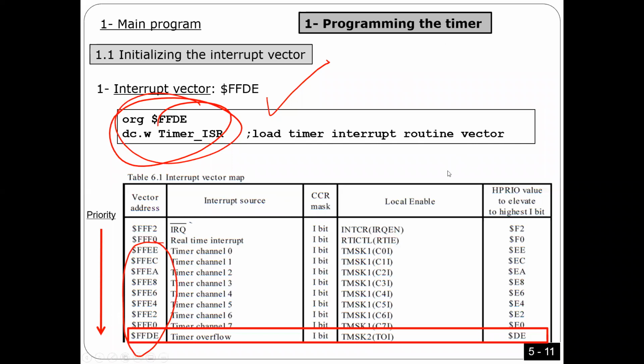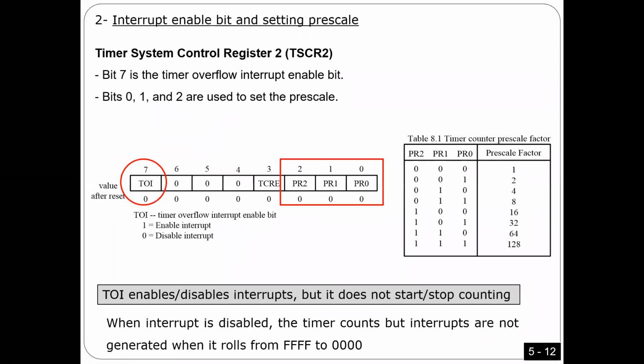Number two, now here I'm focusing on programming the timer. After that I'm going to explain how you can program input capture and output compare channels, but let me finish the timer first. Number two, in this register TSCR2, right? I explained this part here for the prescale. Remember, with this prescale you can control the speed of counting.